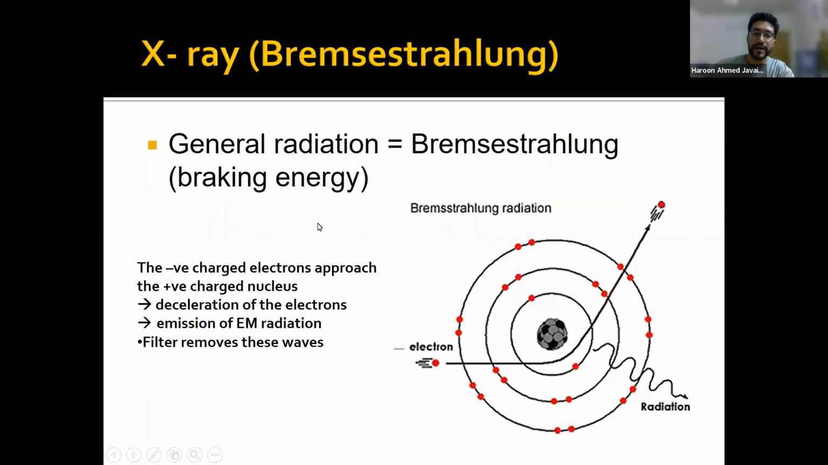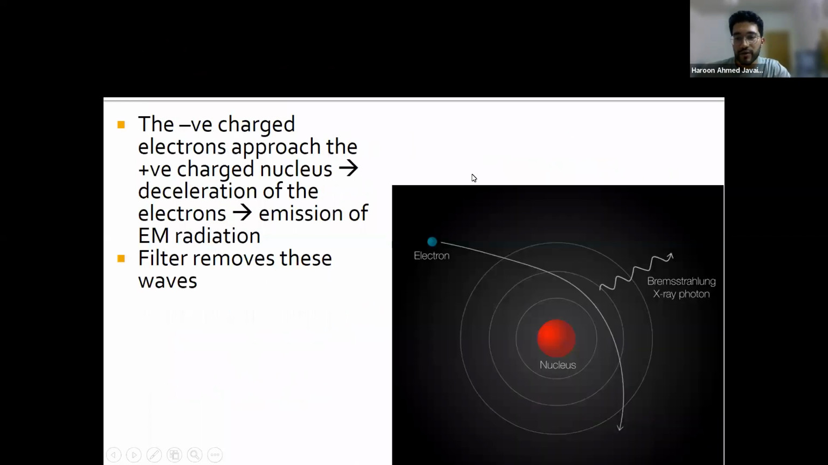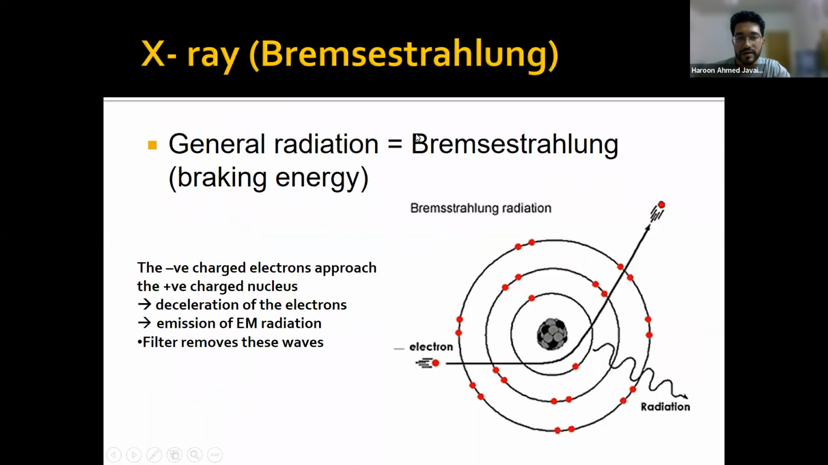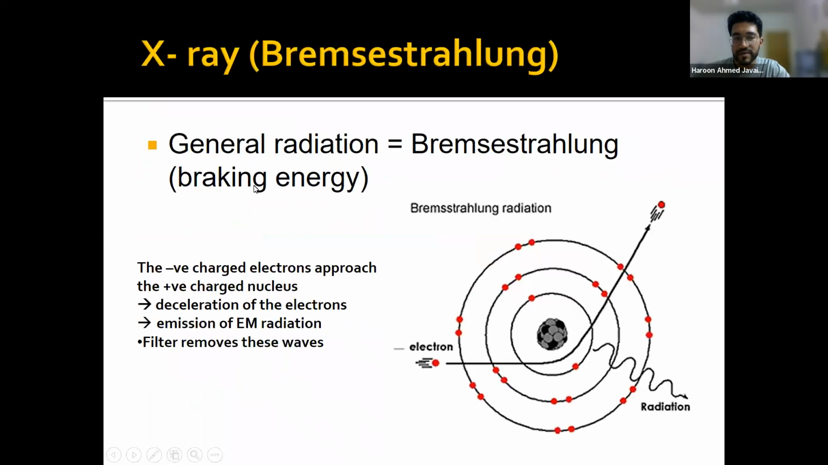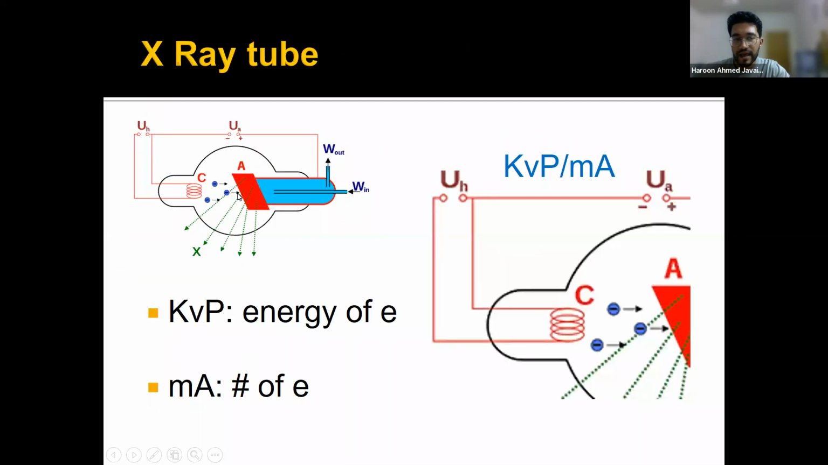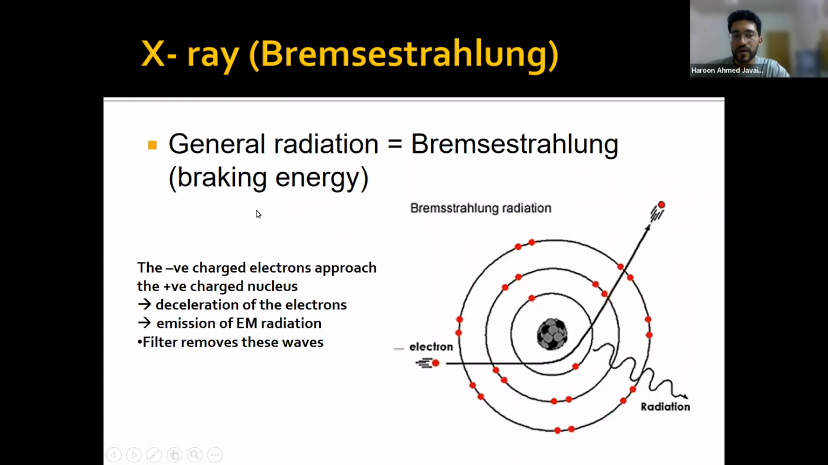Okay, great. So these two things over here, this one called general radiation or braking energy, and this one called characteristic radiation, both of these are different mechanisms by which X-rays are released from the tungsten material. Okay. So general radiation is basically, so the principle behind this, let's talk about that first.